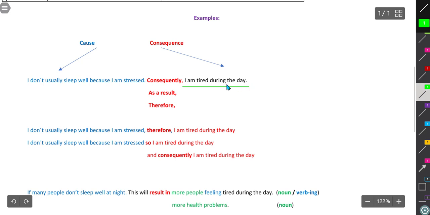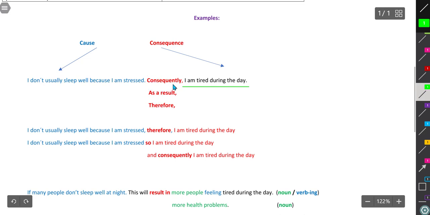So if you pay attention, I am connecting these two ideas. Another alternative could be I don't usually sleep well because I am stressed. As a result, I am tired during the day. Another alternative could be I don't usually sleep well because I am stressed. Therefore, I am tired during the day. So check, the most important here, guys, is the position.